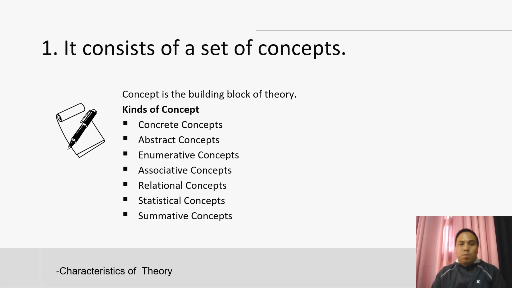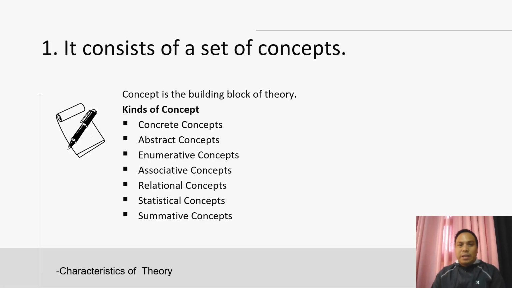Let's start with the first one. A theory consists of a set of concepts because a concept is a building block of a theory, as it represents an idea, object, or event that helps us understand and explain reality. Concepts may be concrete, so they can be tangible and directly observable, such as bed, nurse, or blood pressure, or abstract, that is intangible ideas that cannot be directly seen, such as love, care, or anxiety.